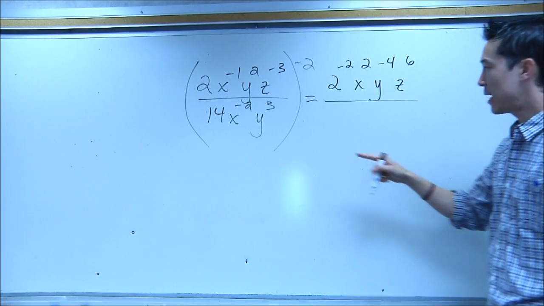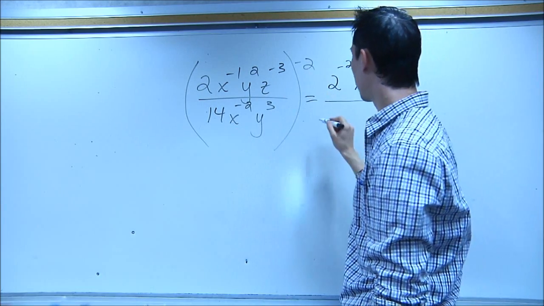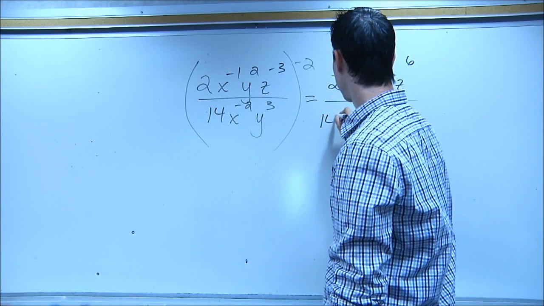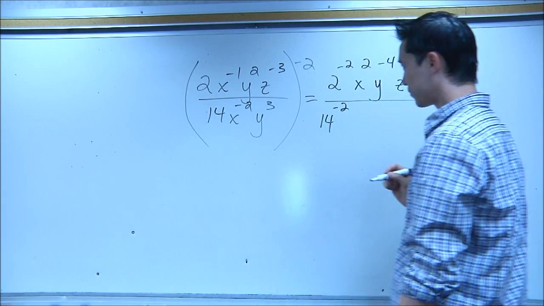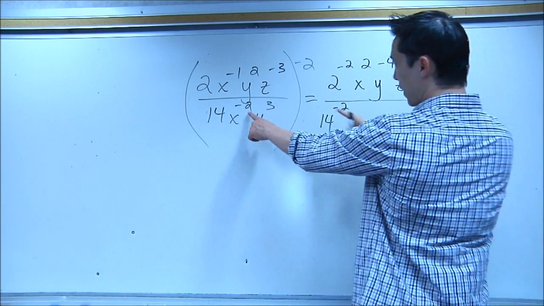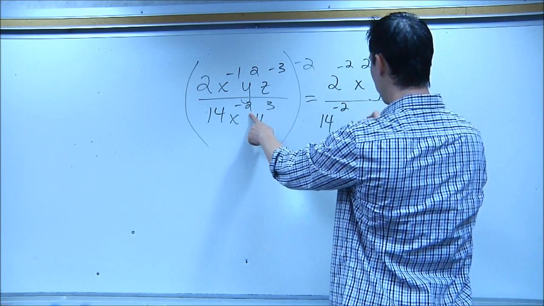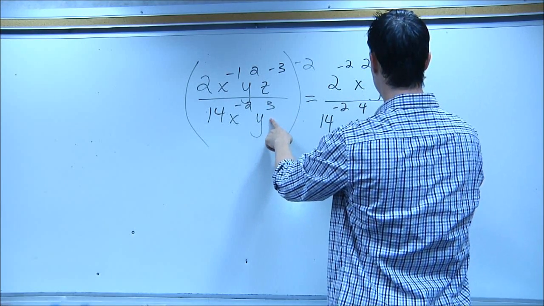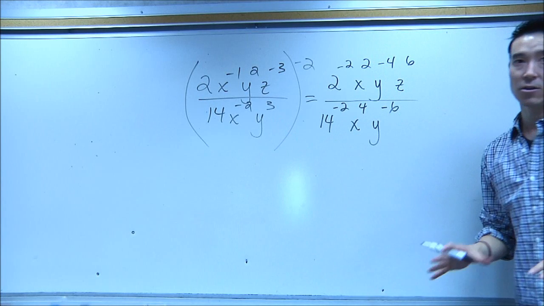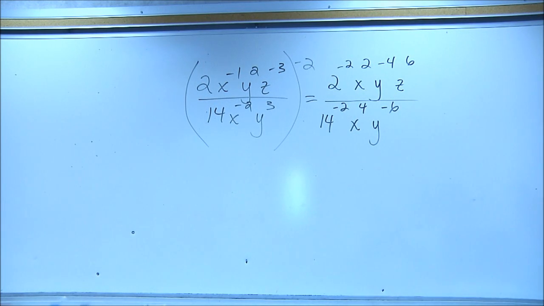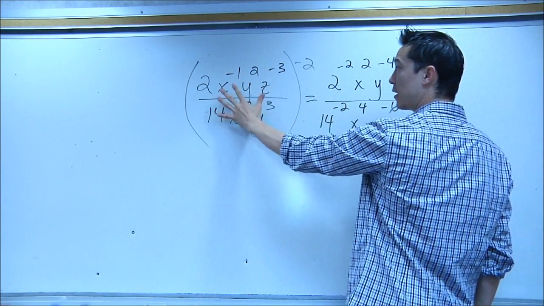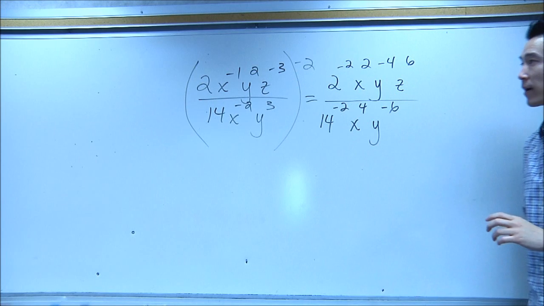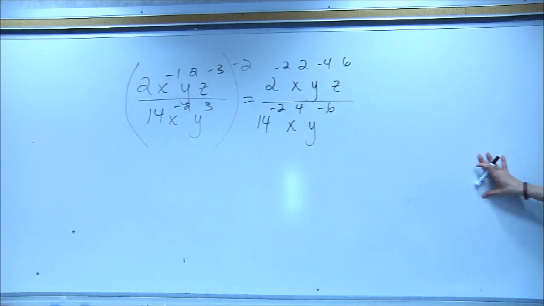Okay? Now down to the bottom, all of these get raised to this power too, so I have a 14 to the negative 2. I have power raised to a power, so that leaves x to the 4th. And I have power raised to a power, so that leaves y to the negative 6. So I've done one step so far. In that one step, I just made sure every single thing in here got raised to this power. Okay? That's all I've done so far.